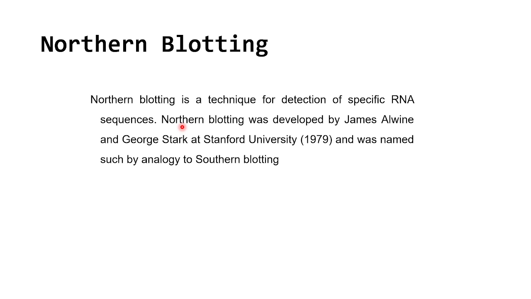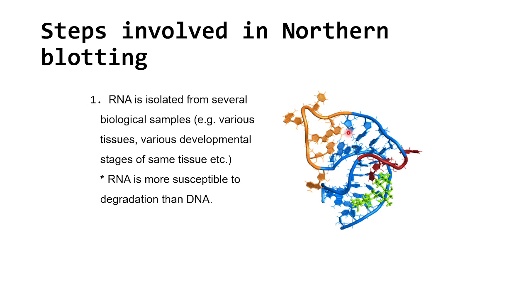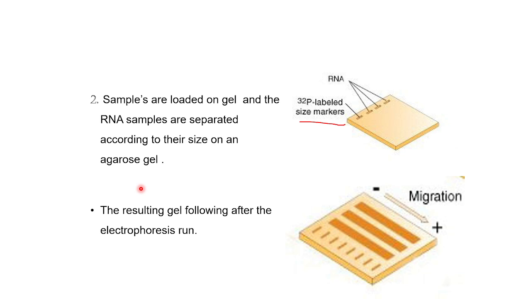Okay, now we have northern blotting. So what is this northern blotting? It is for the transfer of RNA, and it's very similar to what we did for DNA. It was developed by James Alwine and George Stark of Stanford University and was named by analogy to Southern blotting. So what do we have over here? Isolation of the nucleic acid, that's RNA over here, from the biological samples. RNA is more susceptible to degradation than DNA, hence handling RNA should be done with a lot more precautions.